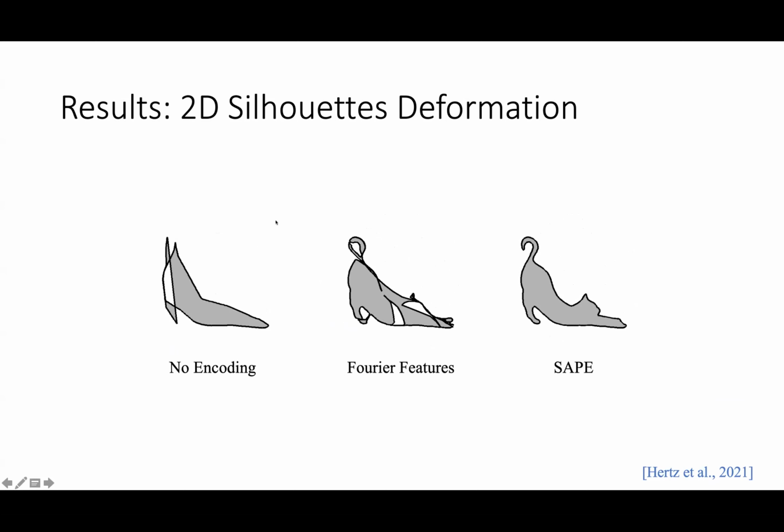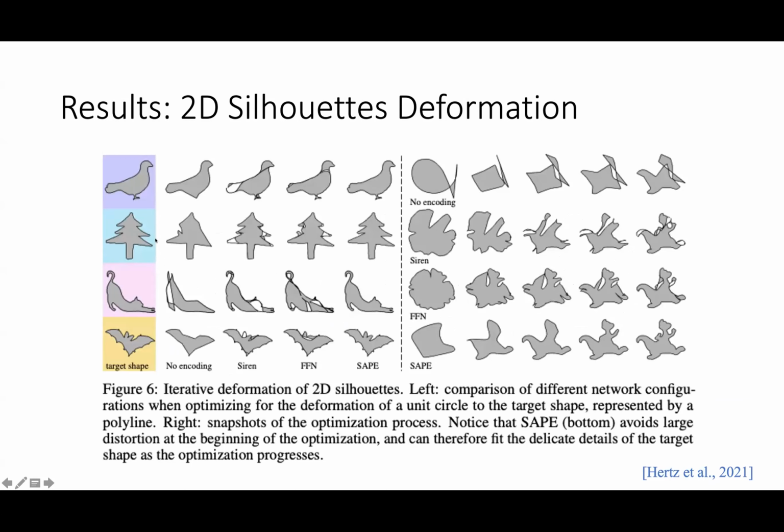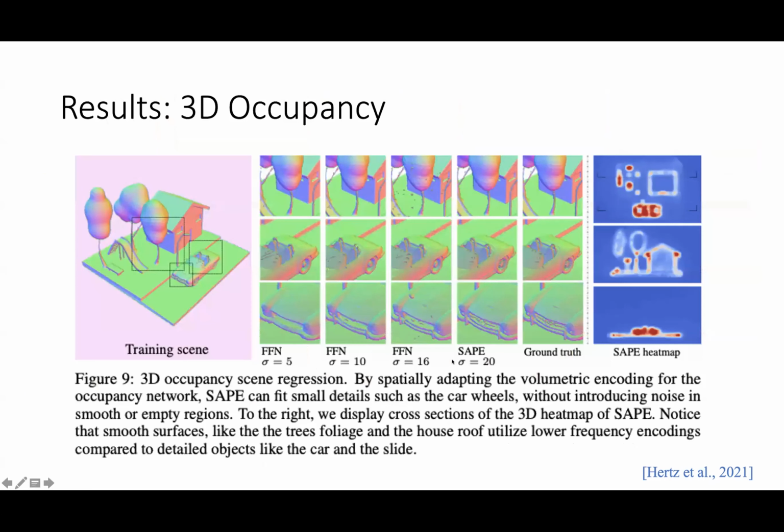You can see that when we have no encoding, this part is learned in a very smooth way, but this part is not learned in a good way because we need high frequencies, and SAPE is able to learn everything in a nice way. Here you can see many more examples of that. It applies also to images. Here you can see the Fourier features, here you can see SAPE, and you can see that we can reconstruct the details in a much better way.